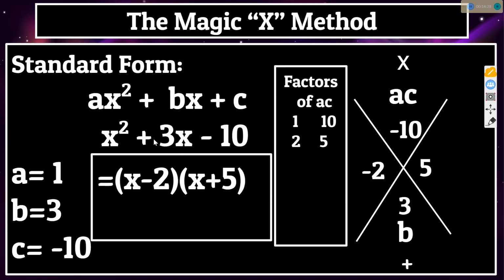So we understand that when this constant term is negative, we know that these two binomials are going to have opposite signs, right? Our two numbers that we're looking for will have opposite signs for sure.